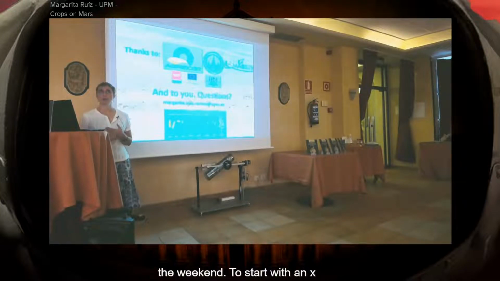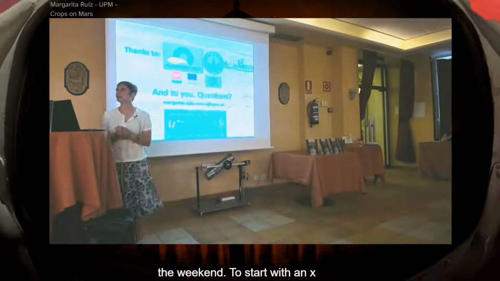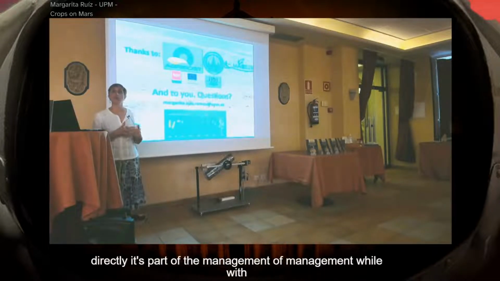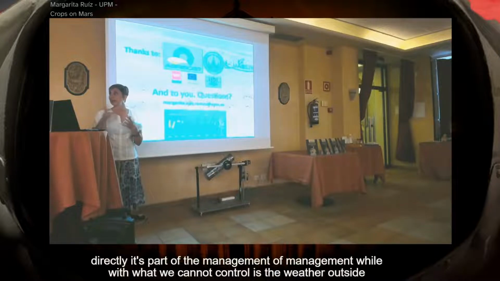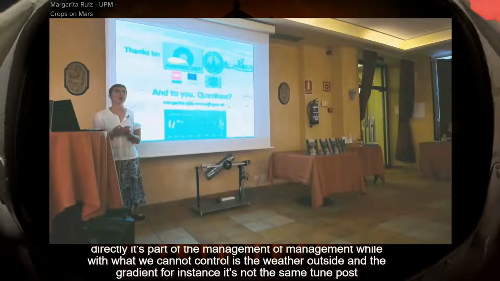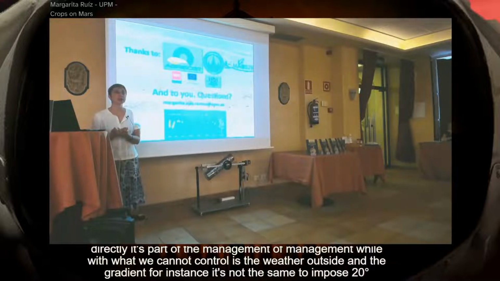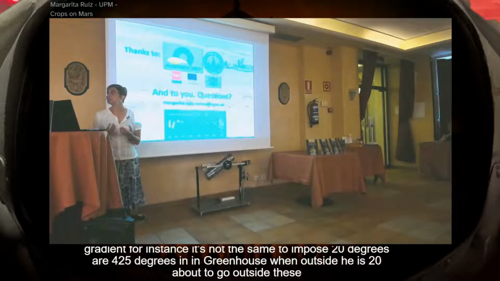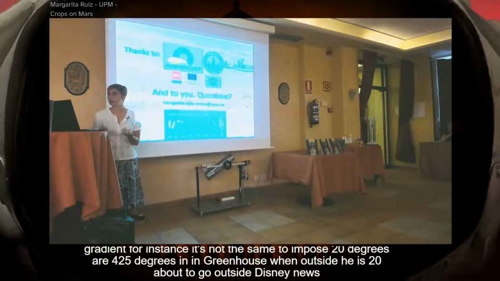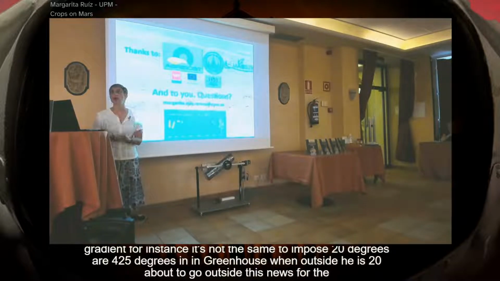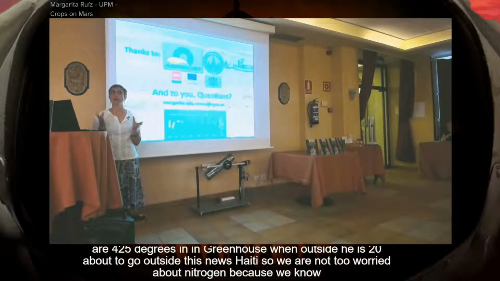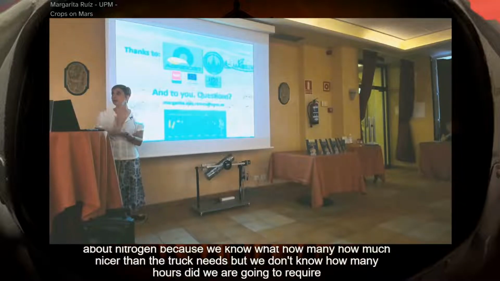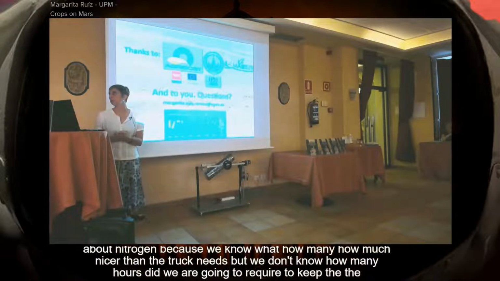But this nitrogen supply is something that we can control directly. It's part of the crop management, while what we cannot control is the weather outside and the gradient. For instance, it's not the same to impose 20 degrees or 25 degrees in a greenhouse when outside is 20, but when outside is minus 80, for instance. The energy gradient is very, very different. So we are not so worried about nitrogen because we know how much nitrogen the crop needs. But we don't know how much energy we are going to require to keep the crop in perfect conditions.